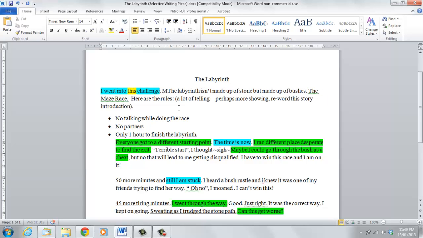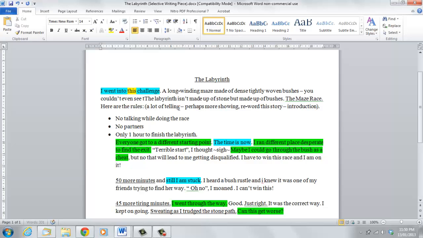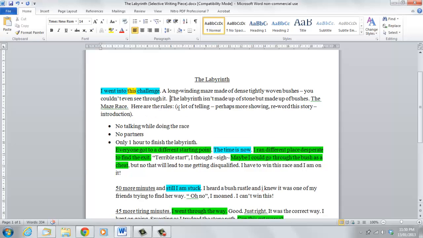Maze. As an example, I would write a long, winding maze made of dense, tightly woven bushes. You couldn't even see through it. Okay, can you see here the long winding maze? It creates a feeling of distance, dense, tightly woven bushes. It's made of bushes. You don't need to say it. You couldn't even see through it. So there you can see a feeling of desperation, long winding, a feeling of distance.